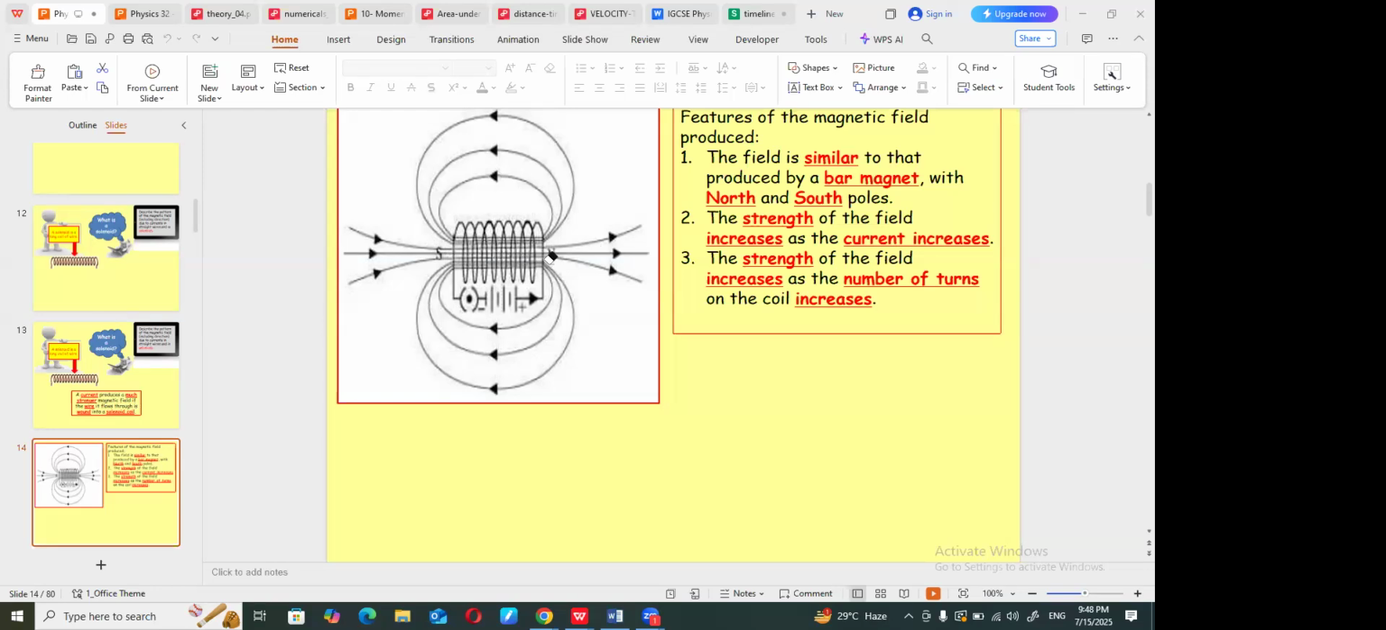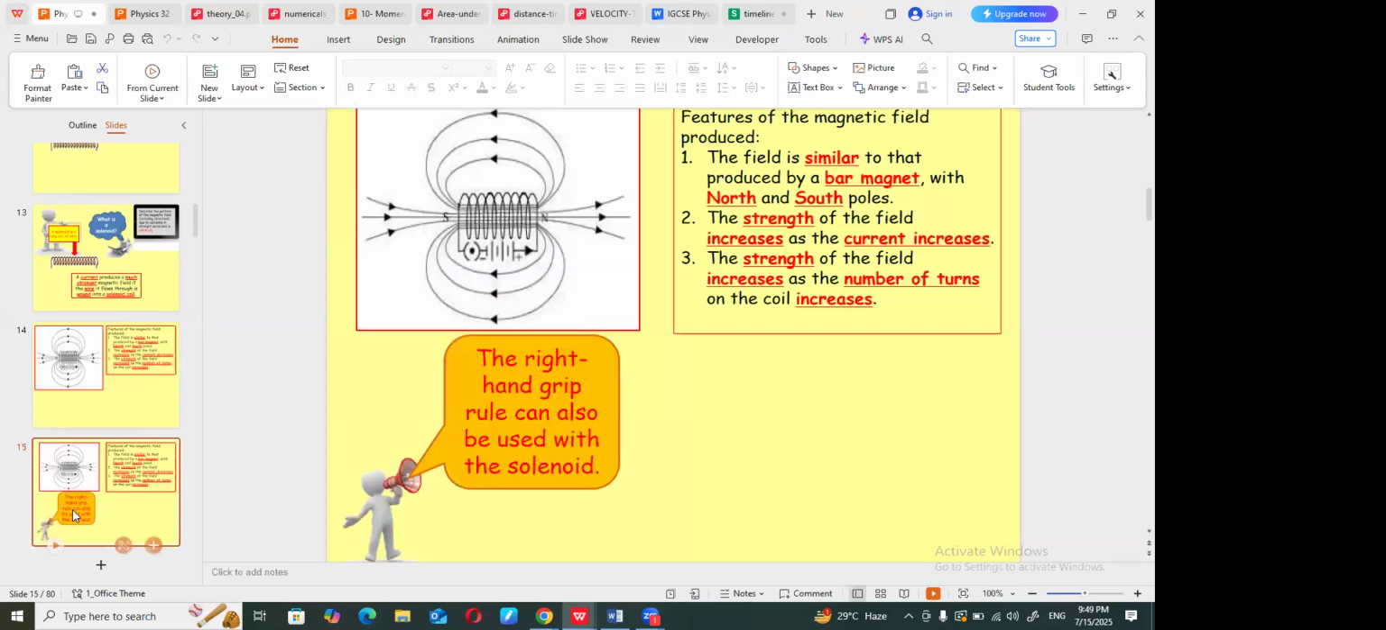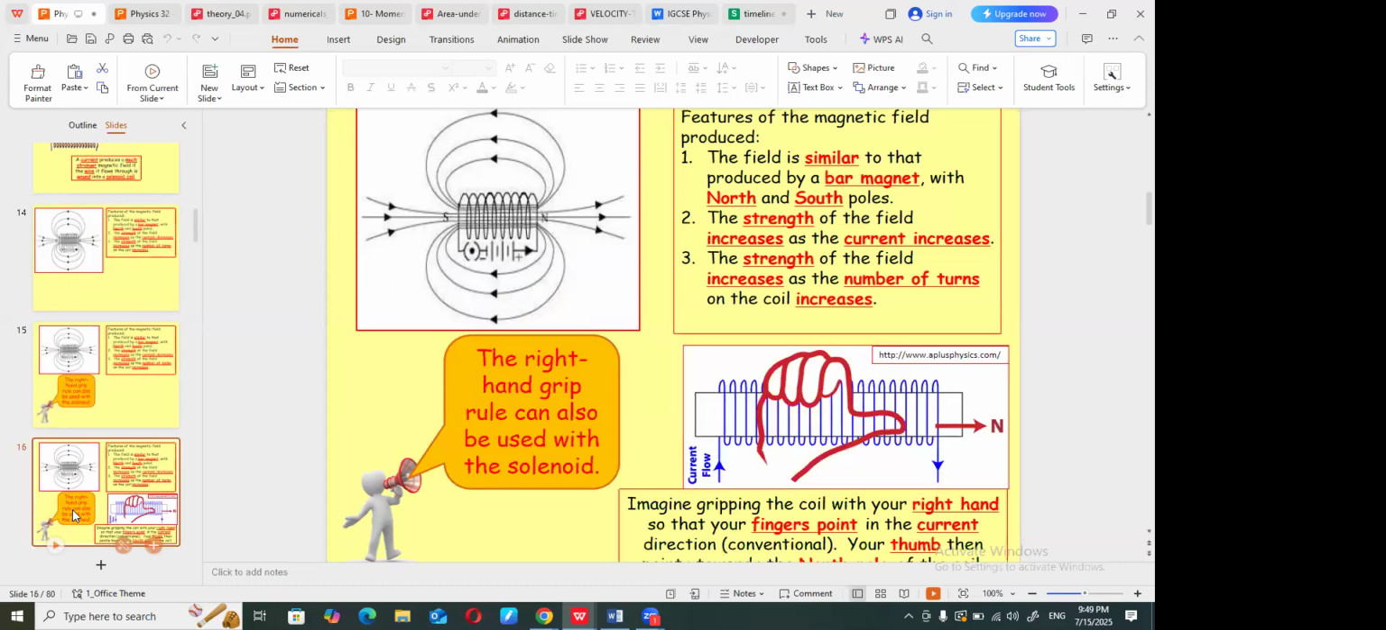Now, there can be a number of turns, and if you increase it, the magnetic field is increased. The current is also one of the causes to increase the magnetism. Now, the point is how to find out this direction, north and south, right? This is called the right hand grip rule. Now, what exactly is this? Check it out.